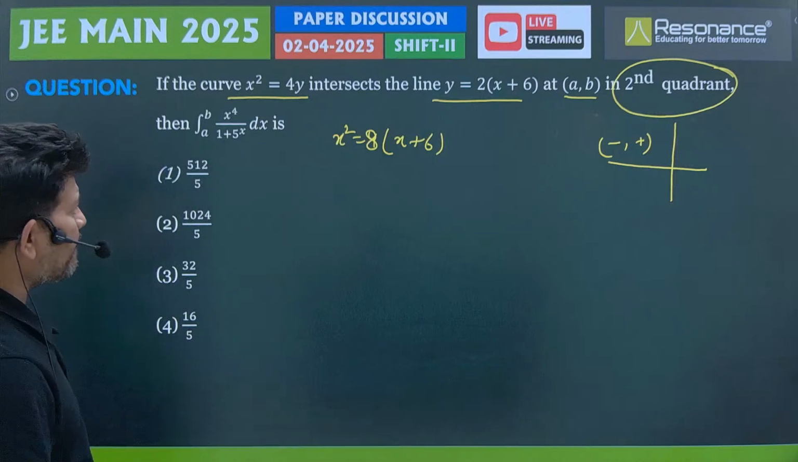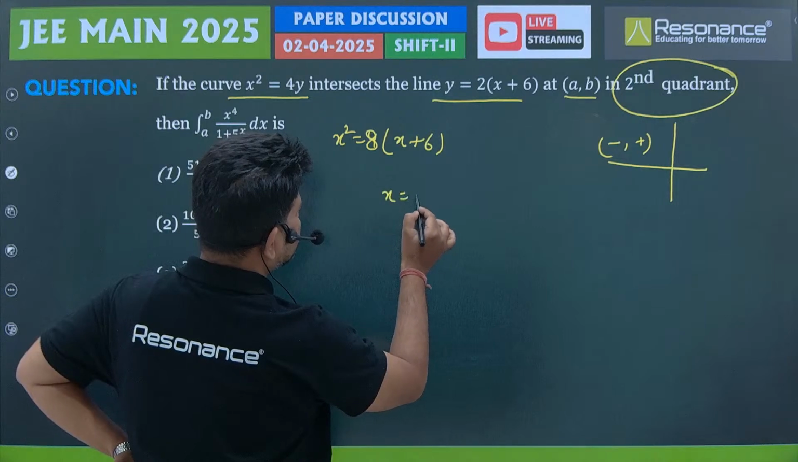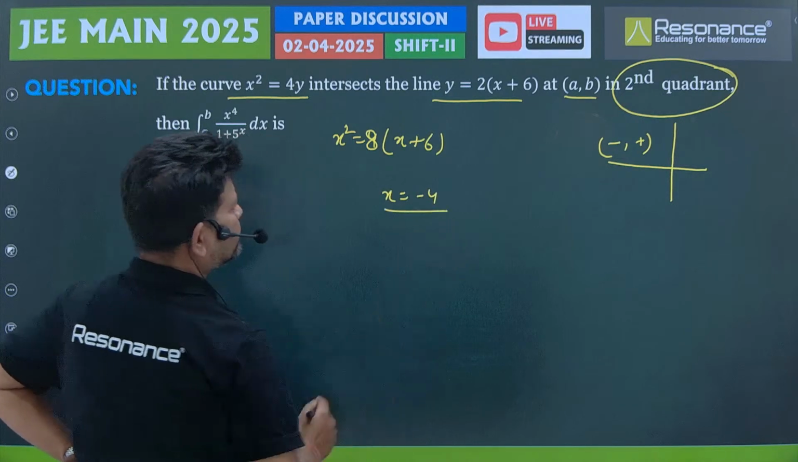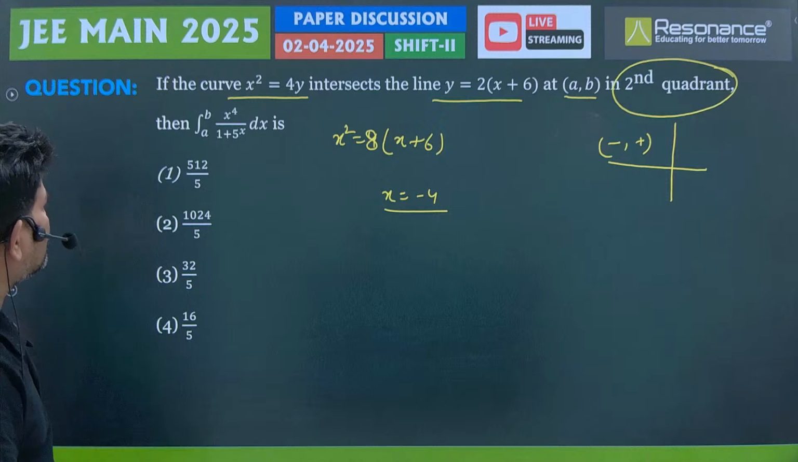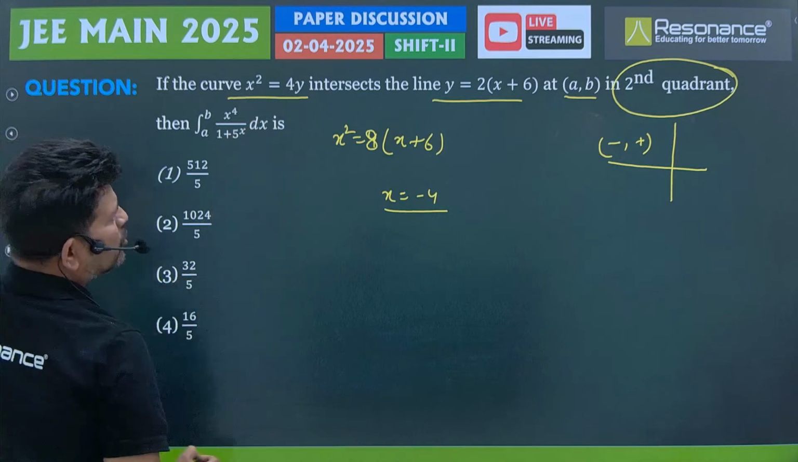You can see here, if x is equal to minus 4, you can take x equal to minus 4, 16, so y is equal to 4.